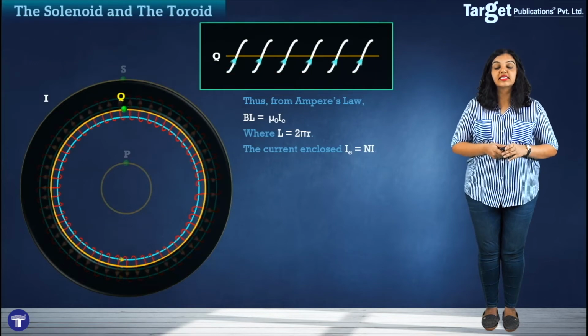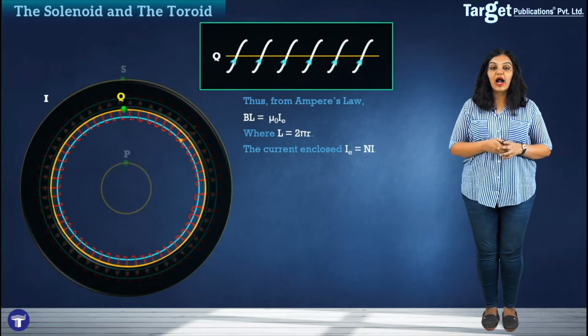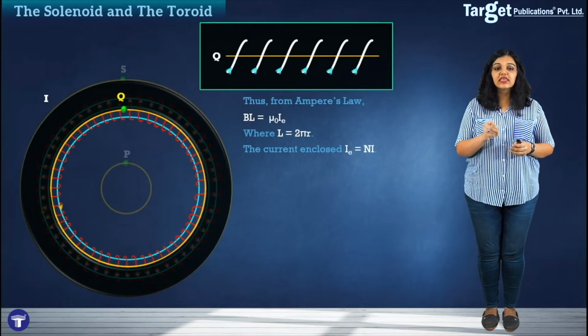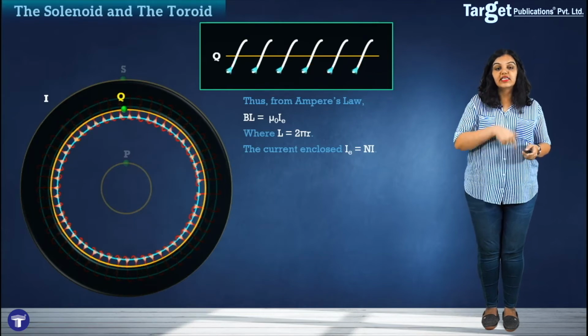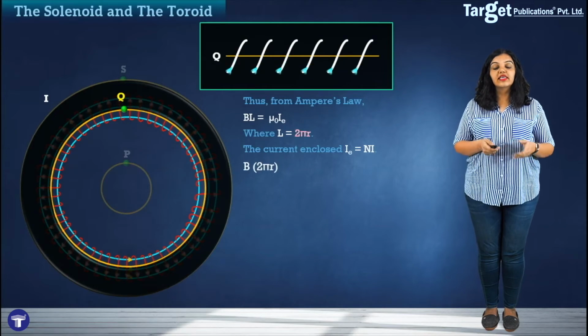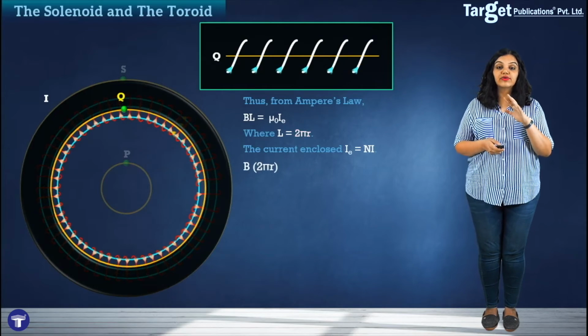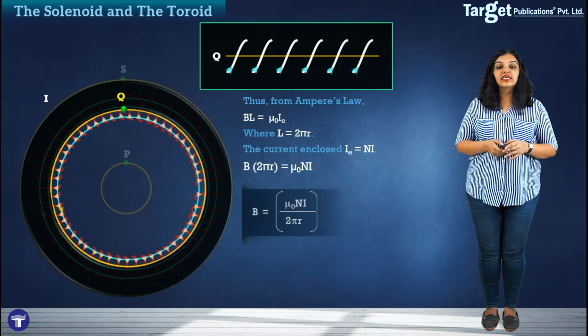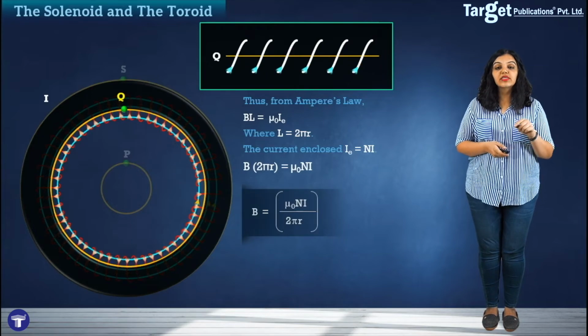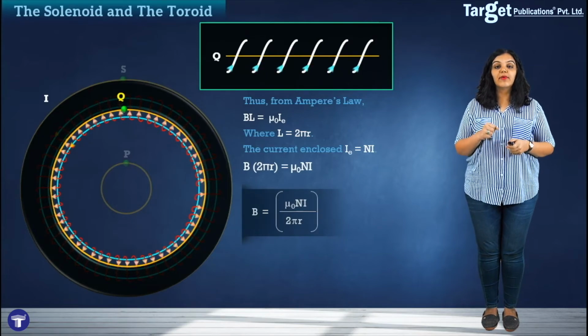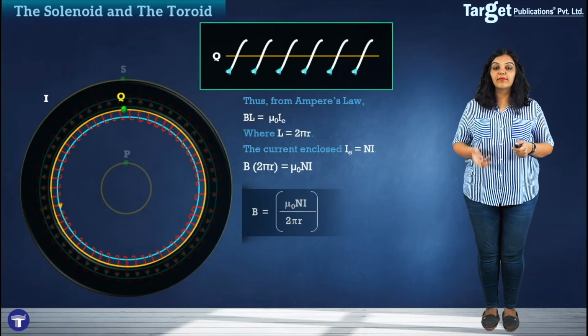So in this case I say that the current enclosed is N into I, where I is the current in each single circular loop of the toroid, and N is the number of loops that are along the toroid. So here I can say that Ampere's circuit law reduces to B into 2 pi R is equal to mu naught NI. This will give me B is equal to mu naught NI upon 2 pi R, where N is the total number of turns.